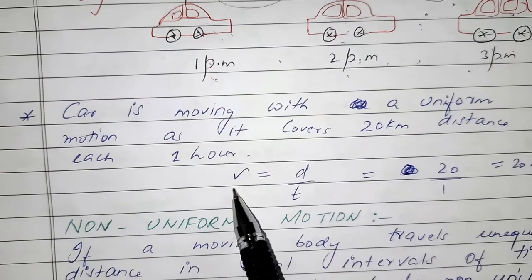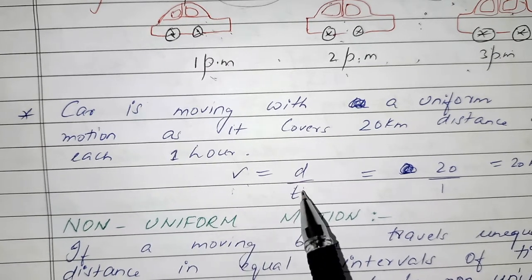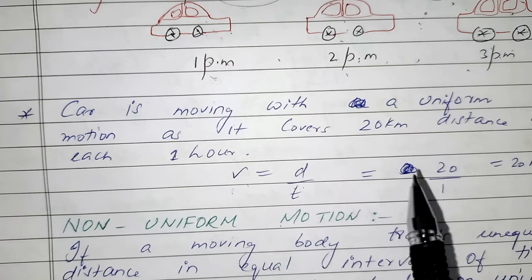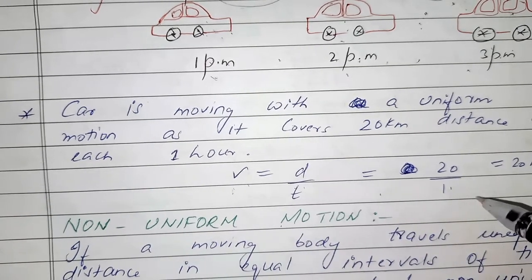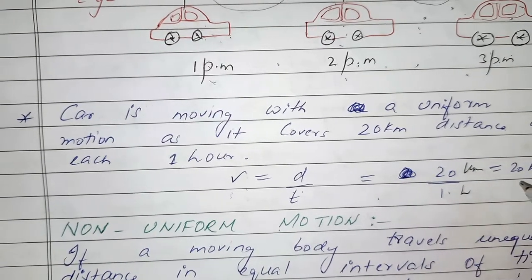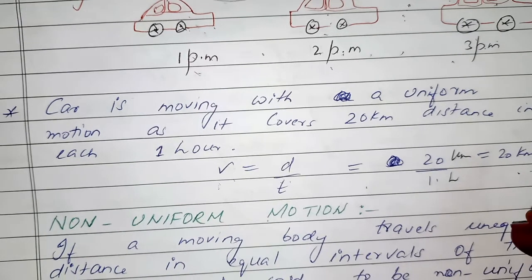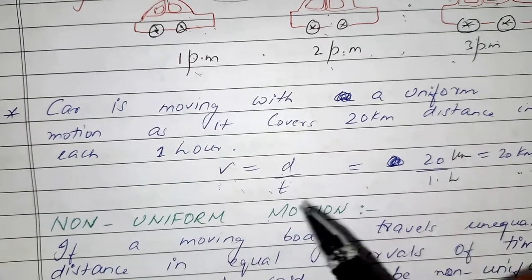You can see that speed is equal to distance by time. What was the distance? 20 kilometer, and the time was 1 hour, right? Kilometer per hour. And what is the speed? 20 kilometer per hour. This is the speed. This is the formula of speed: speed is equal to distance by time.